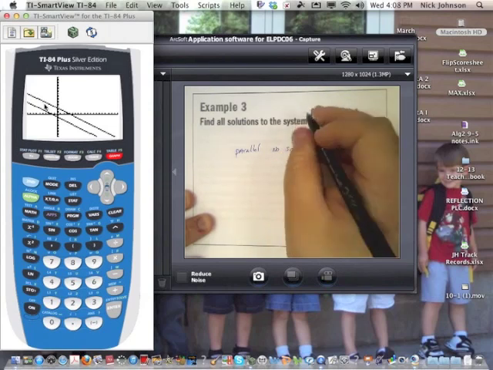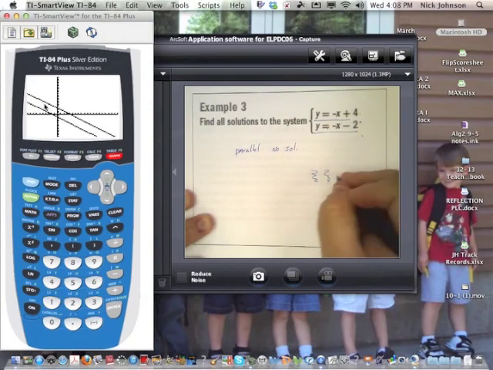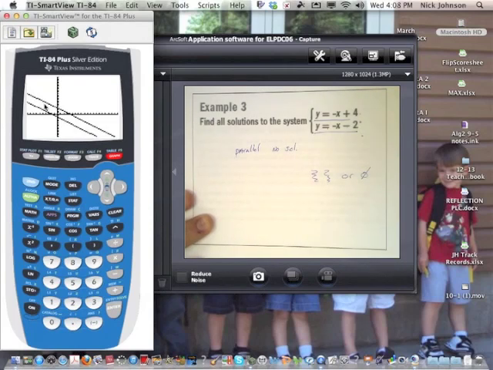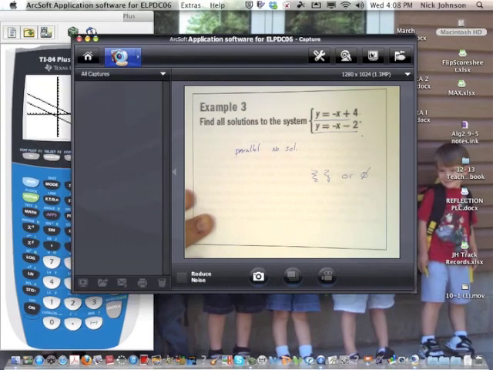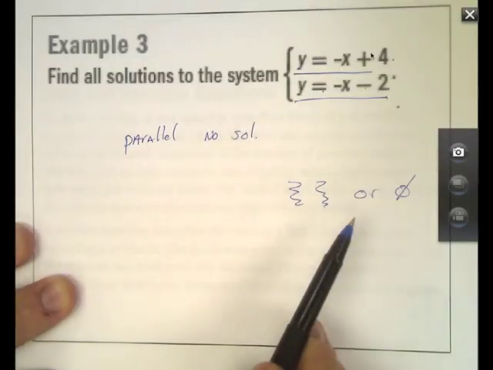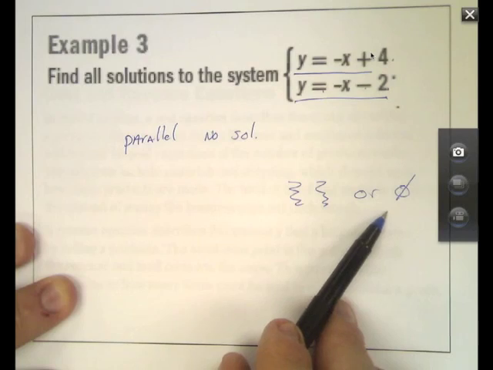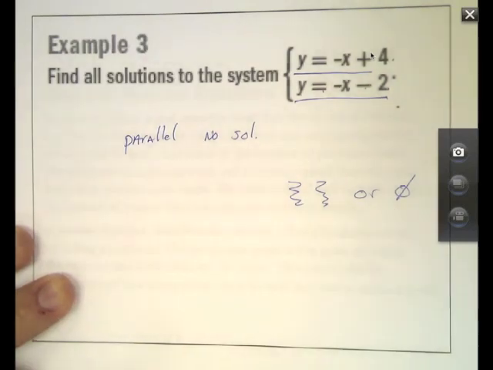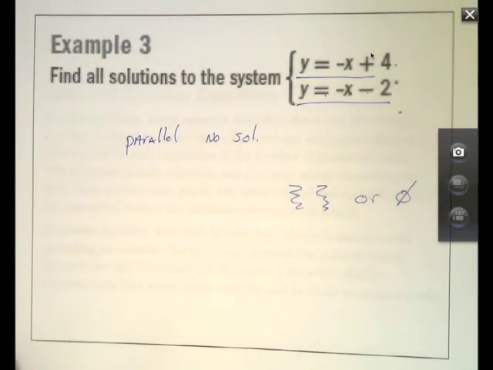So our solution to this problem is the empty set or the null set. That is what you would write on your paper. The empty set or the null set. All that means is there is not a solution to this problem.